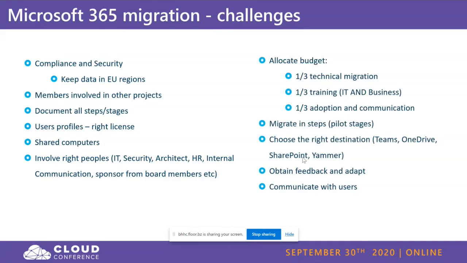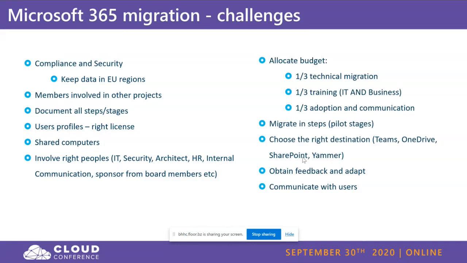And from our experience, allocate the right budget for the right section. We've noticed that one third of the budget will be spent on the technical migration, one third on training, both for IT and for the business users, and one third on adoption and communication. It's very important to communicate with the users, to make them aware of the changes, to make them aware of how they can use Microsoft 365 and what their advantages are.